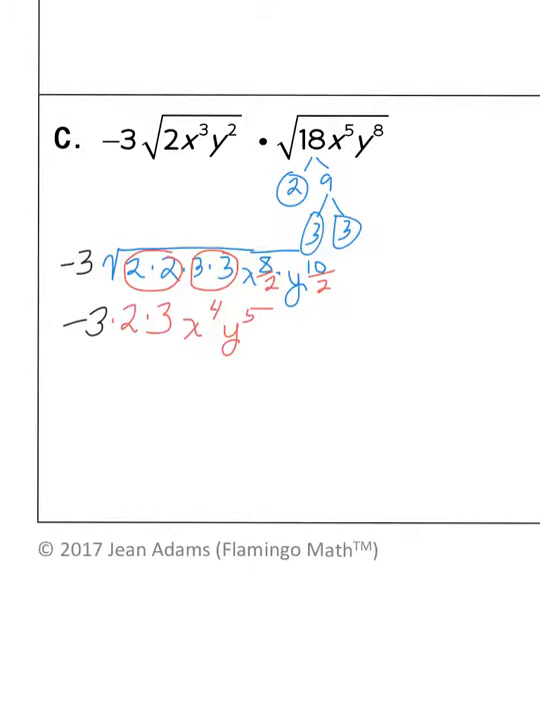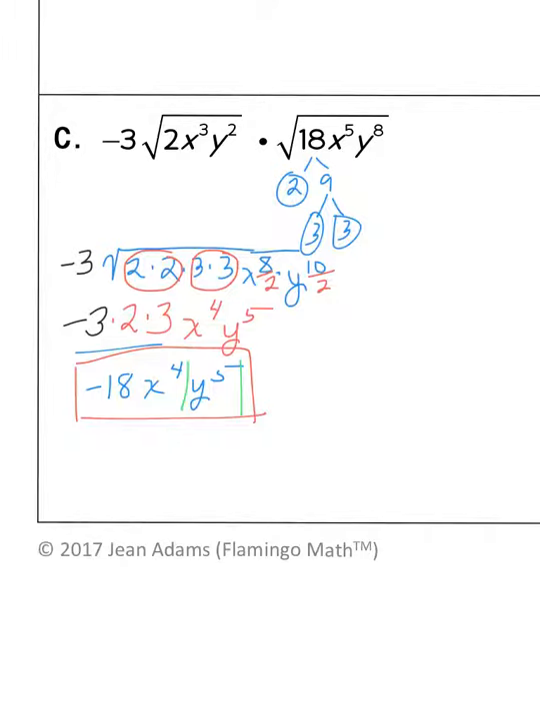So that's gone. Then we have to multiply what's out in front. So negative 3 times 2 times 3 is negative 18. And then we've got our x to the 4th and our y to the 5th. But we had an even root. So this isn't going to cause a negative, but this will. So I do have to put the y to the 5th in absolute value signs. And then this would be our final answer.